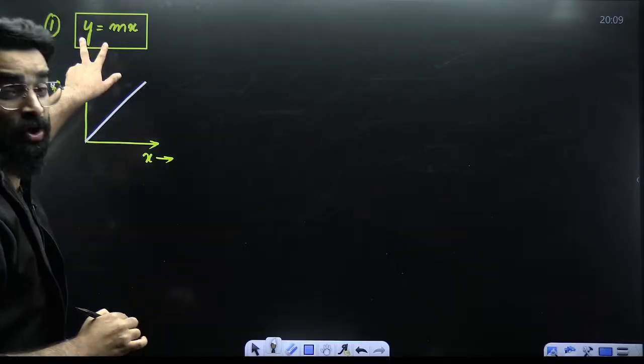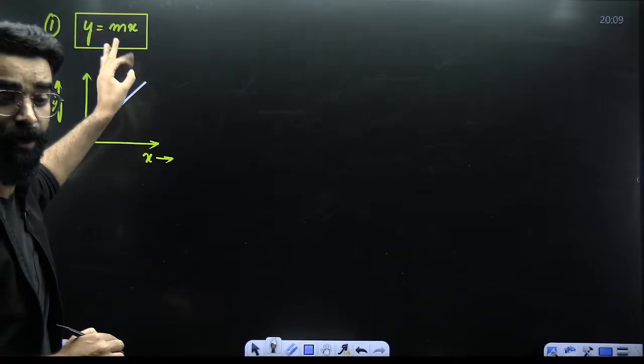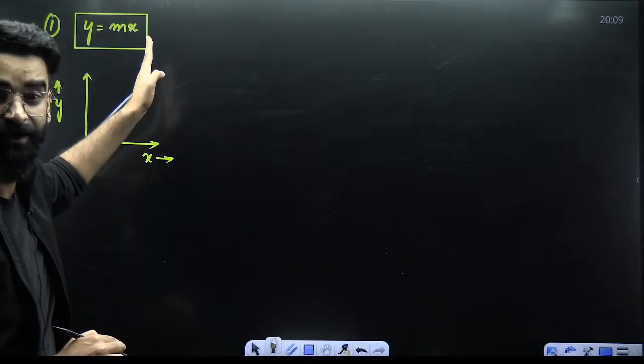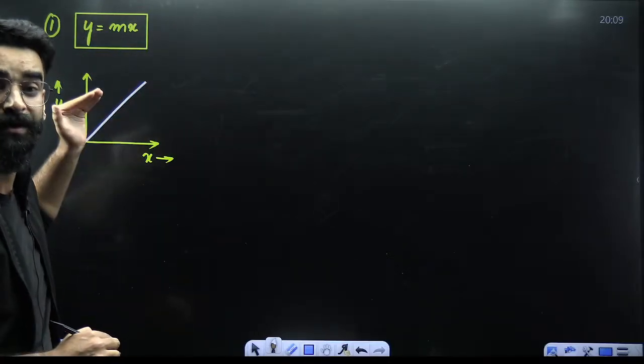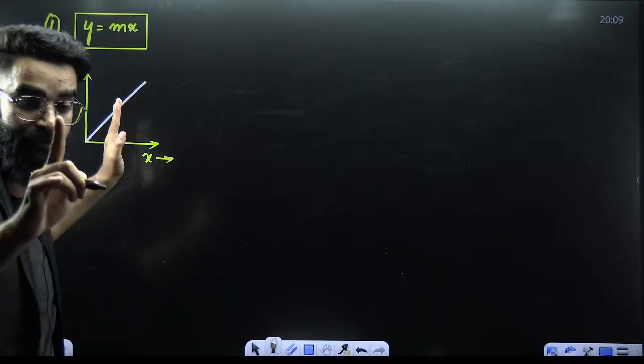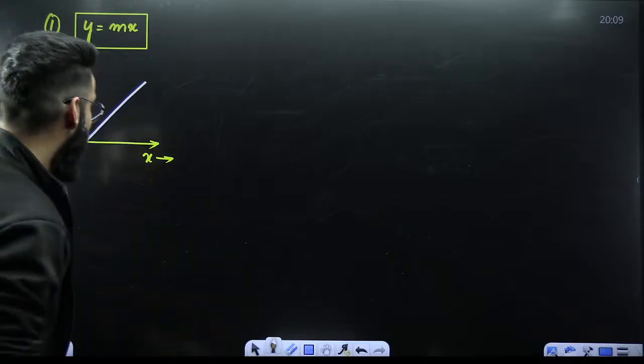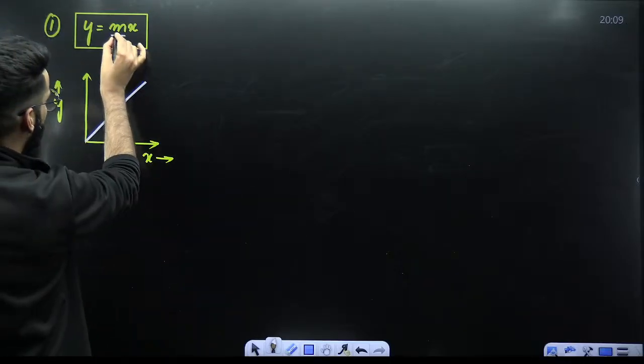Whenever you see the equation of this format, y = mx, and you will have to plot a curve between y and x, right? The nature of the curve is simply going to be a straight line passing through the origin. Point number one, which you will be remembering from now onwards. Now, look at this m over here.